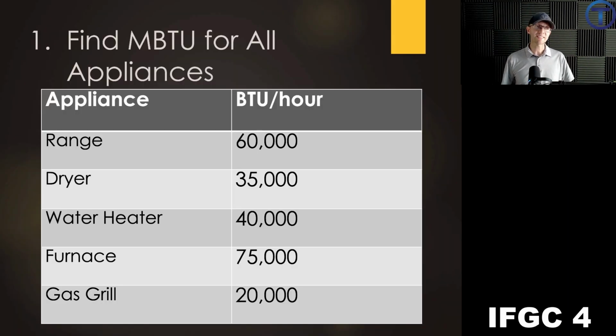Let's jump into it. Step 1, find the maximum BTU for all appliances. We've looked that over. We know the range is 60,000 BTUs. We know the dryer is 35,000. We know the water heater is 40,000. The furnace is 75,000, and the gas grill is 20,000.